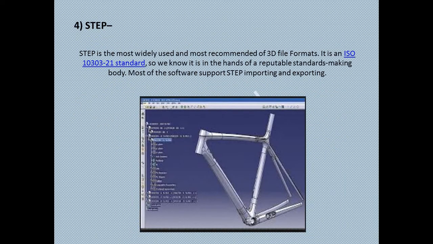Fourth one is STEP. STEP is the most widely used and most recommended 3D file format. It is an ISO 10303-21 standard. So we know it is in the hands of a reputable standards making body. Most of the software support STEP importing and exporting, and STEP is the most widely used file format.